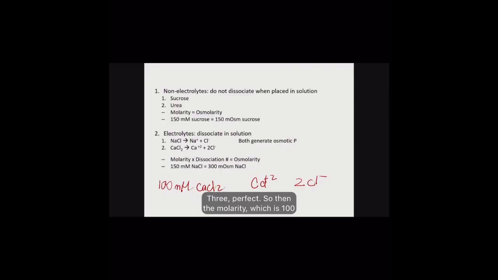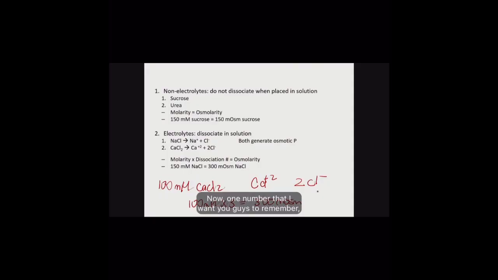3, perfect. So then the molarity, which is 100 millimolar times 3, which is the dissociation number, equals 300 milliosmolar. So always, if you get a problem in the final and you get given millimolar, convert it to milliosmolar. Okay, that's the first step you need to do. Convert it to milliosmolar, because that's what's going to indicate the number of solute particles and the osmolarity.